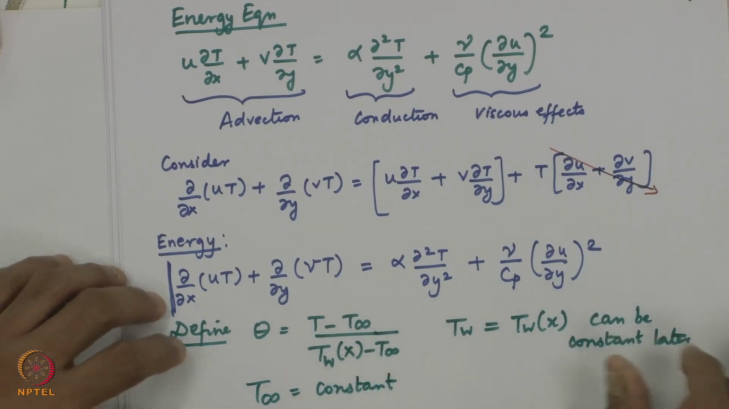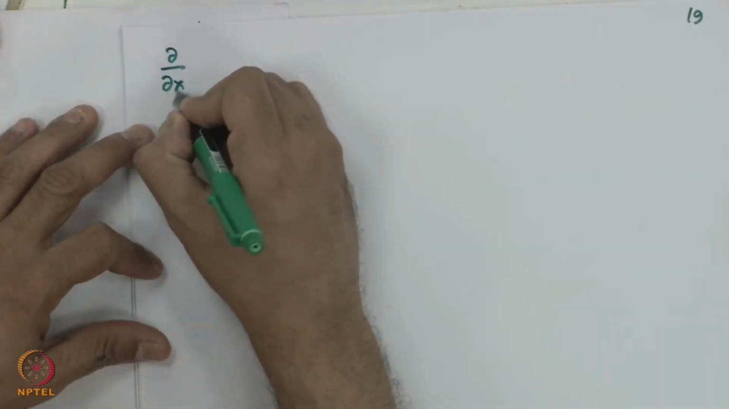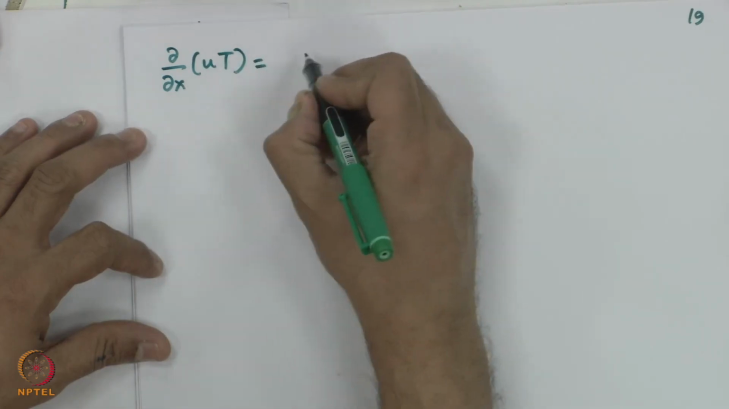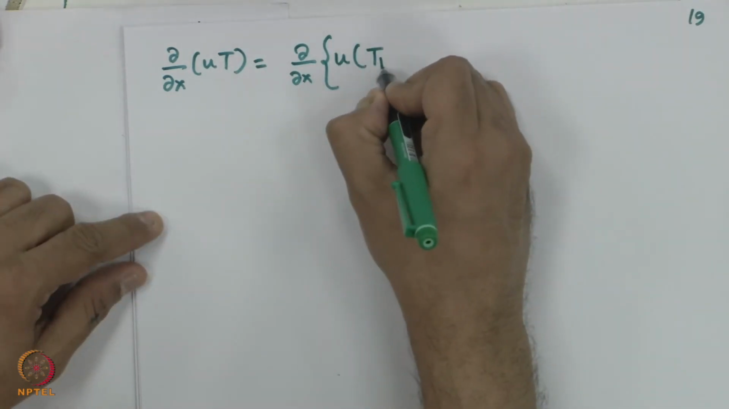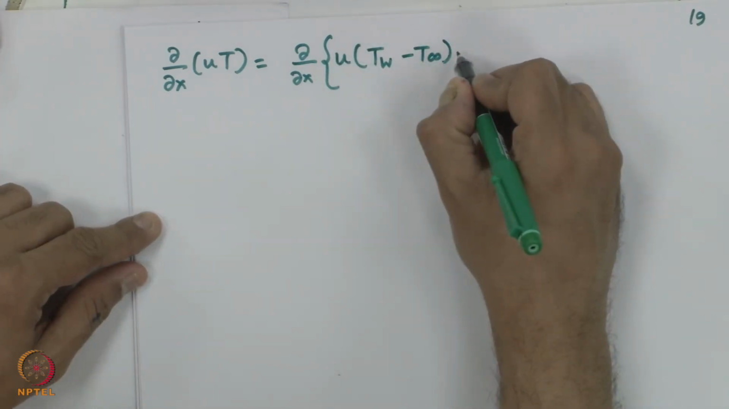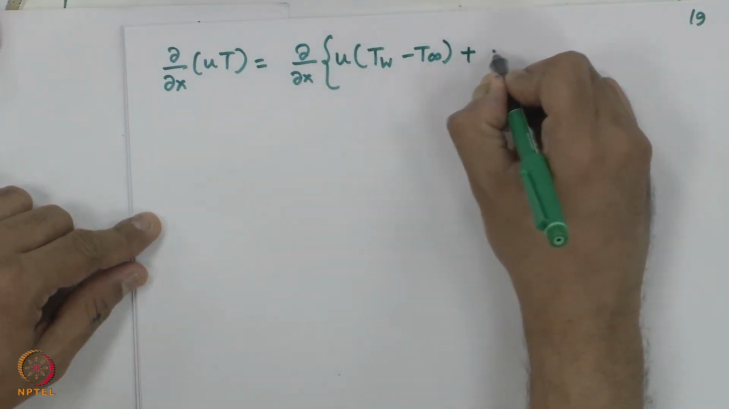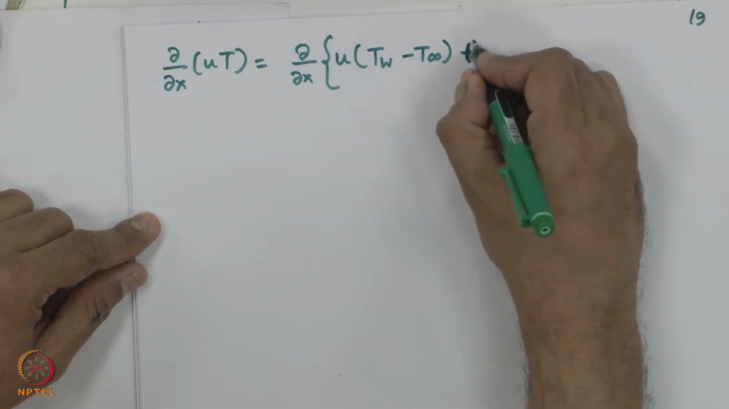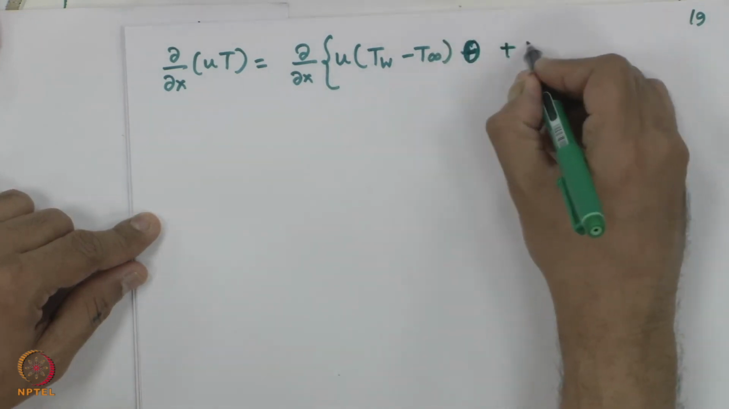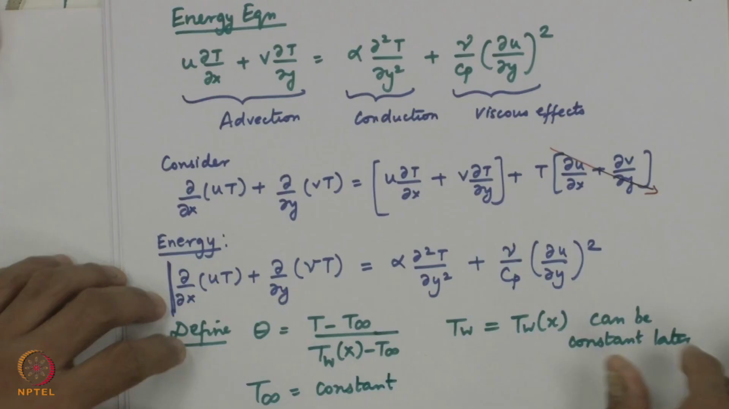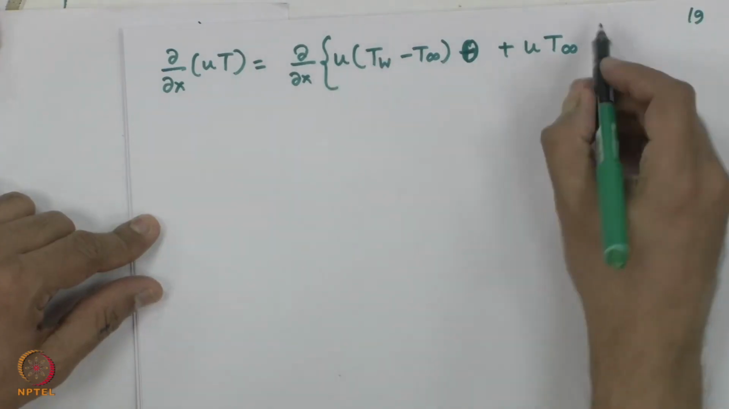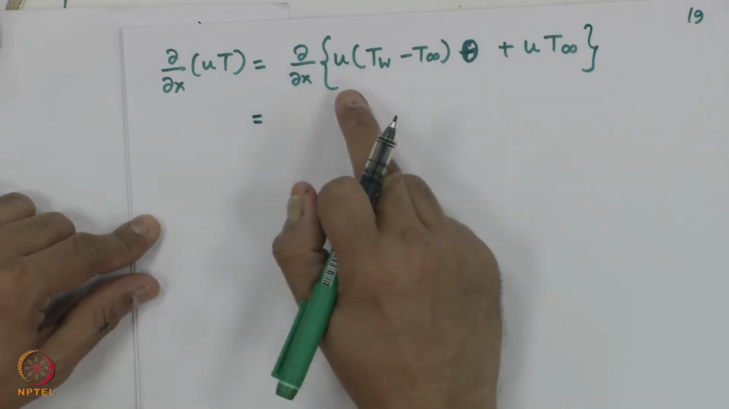Therefore, I substitute now for this theta here. So, I will do one term, d/dx of uT is equal to d/dx of u into (T wall minus T infinity) theta plus u times T infinity. Theta is this, T wall minus T infinity into theta, that is T. There is a plus T infinity which comes, both of which are multiplied by u. This is going to be this term.